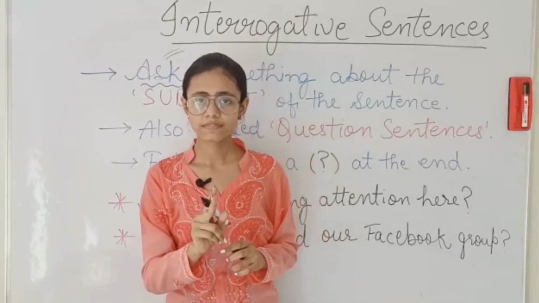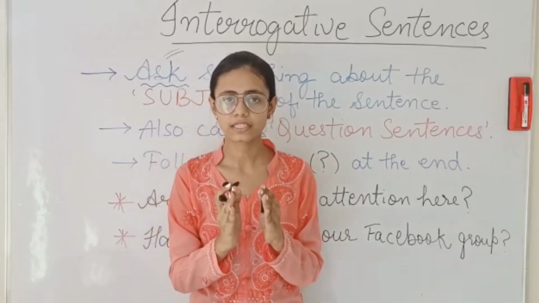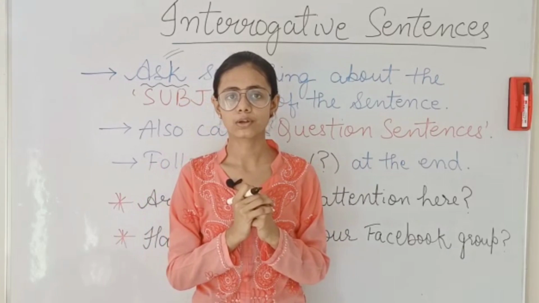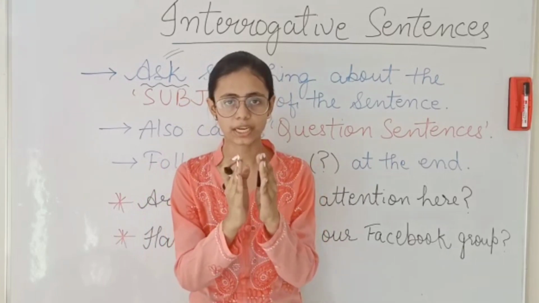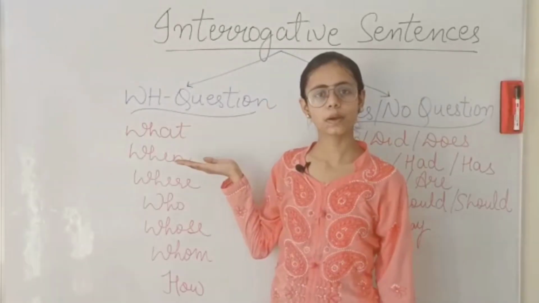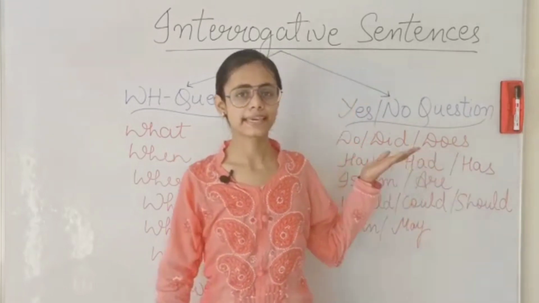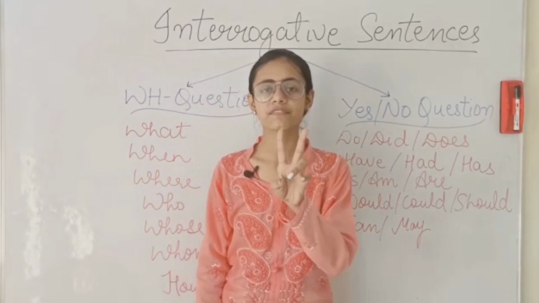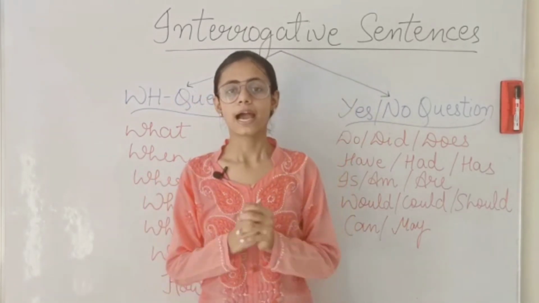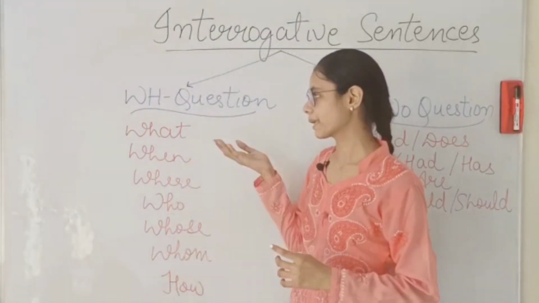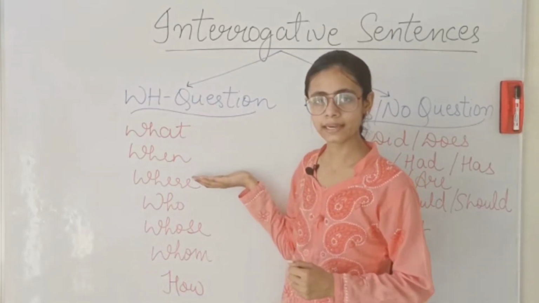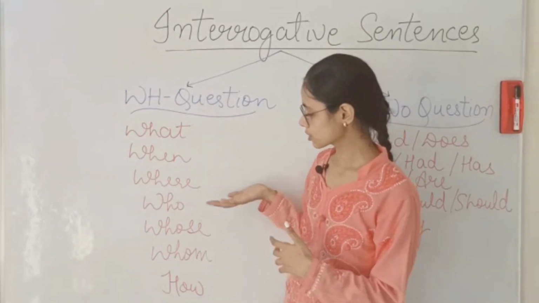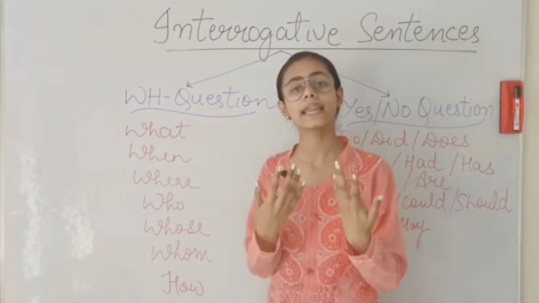Now, interrogative sentences are further divided into two parts. Let us now have a look at the two types of interrogative sentences. WH question sentences and yes or no question sentences are the two types of interrogative sentences. WH question sentences can begin with what, when, who, whose, where, whom, and how.